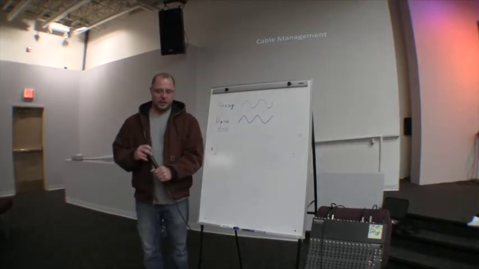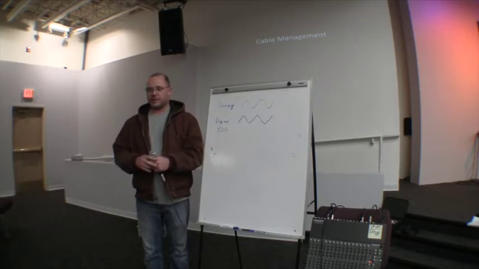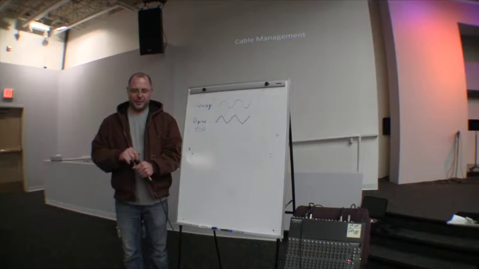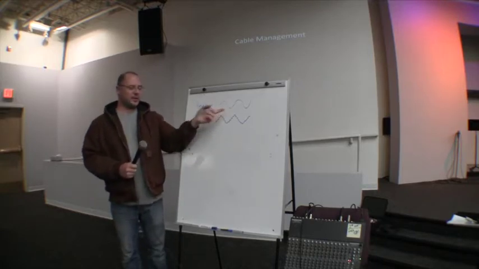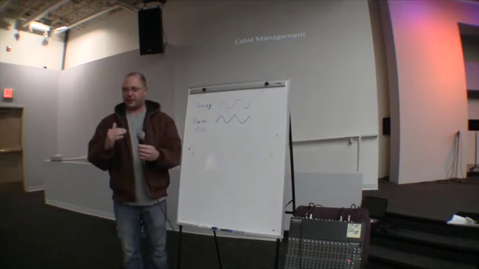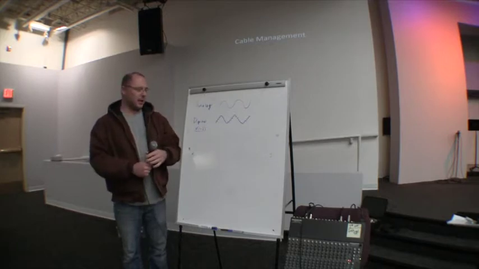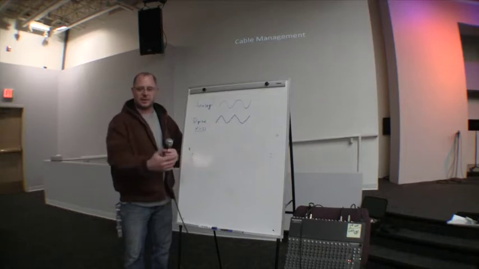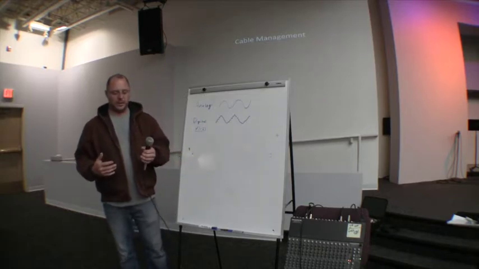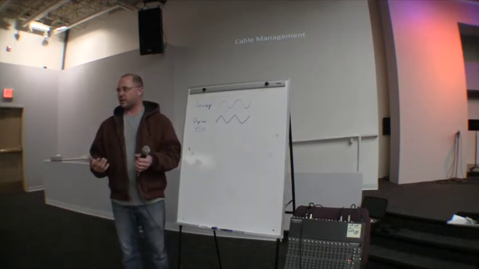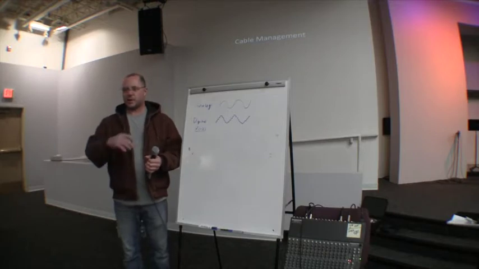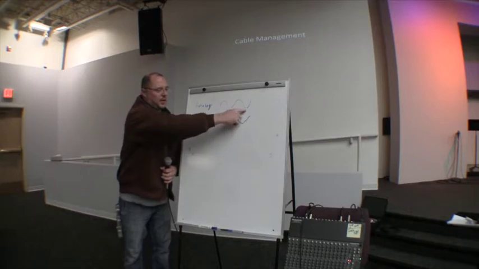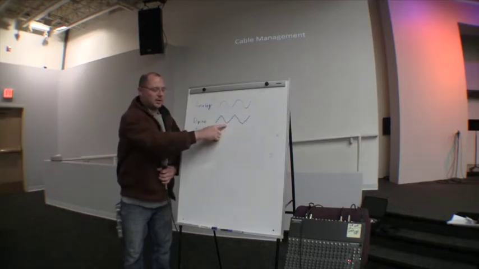So, we'll keep it to current for right now. Basically, this would be representing the movement of the diaphragm in the microphone in and out. And a digital representation of that would be something like this, where it's stepped, because computers don't understand anything except ones and zeros, right? So it would just be ones and zeros. So a digital signal of this would look something like this.